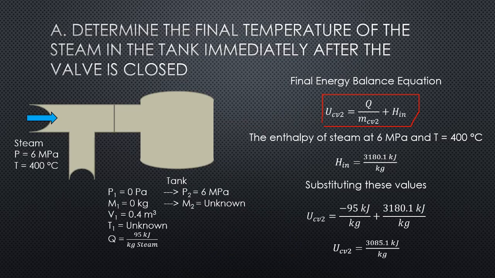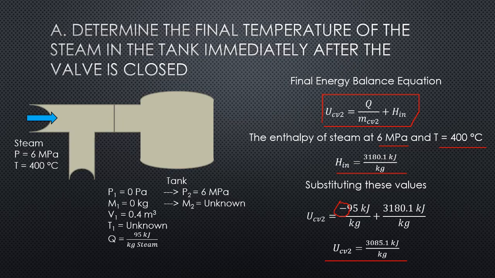Using a steam table, the enthalpy at 6 megapascal and 400 degrees C of steam is equal to this. It was mentioned in the problem that the tank exchanges heat with the surroundings at a rate of 95 kilojoules per kilogram of steam. Since the tank gives off heat, the sign is negative. By addition, the internal energy of the tank after the pressure equilibrates with the steam is equal to 3085.1 kilojoules per kilogram.